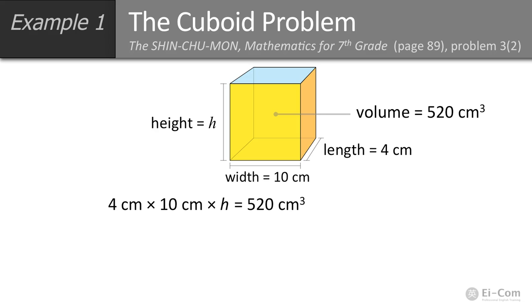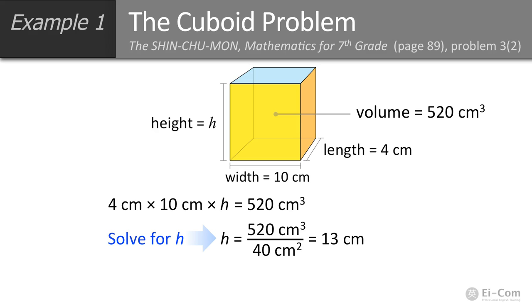Solving for h, we get h equals 520 cubic centimeters divided by 40 square centimeters equals 13 centimeters. Now let's include this information in our picture above.